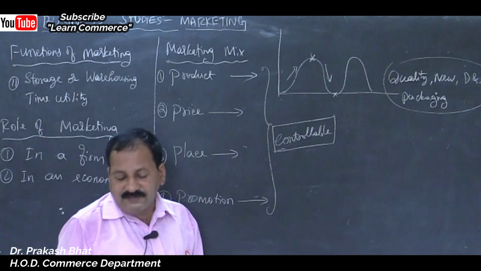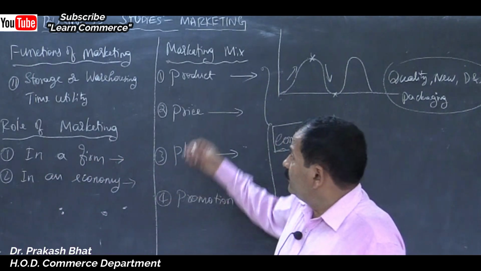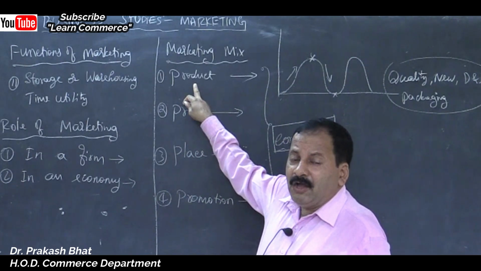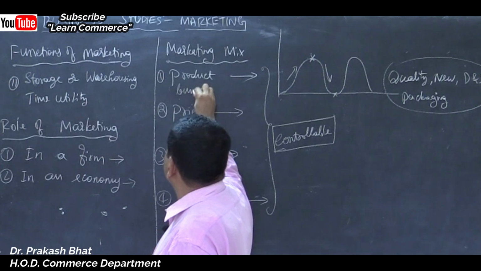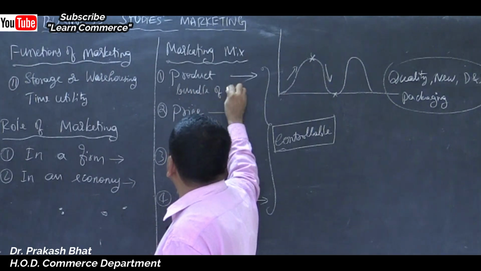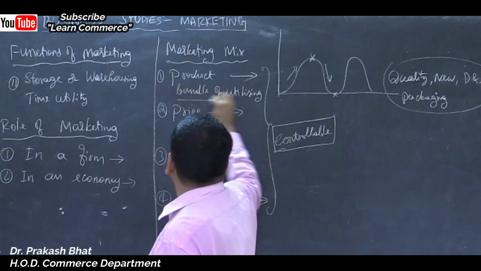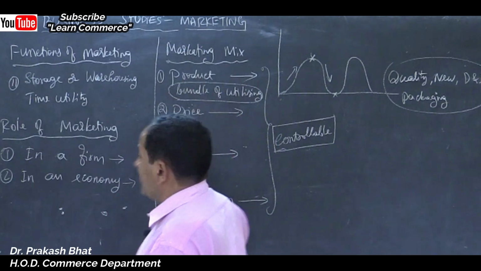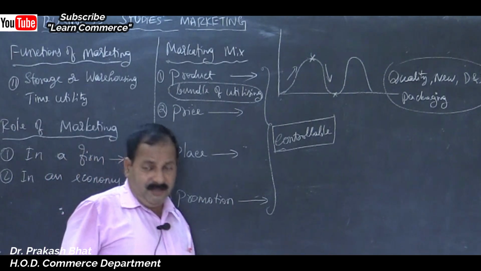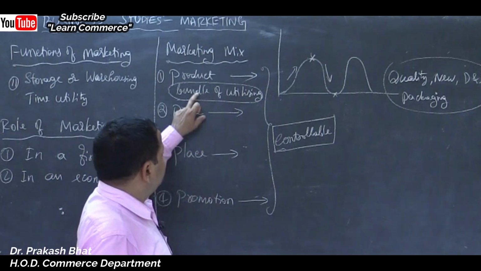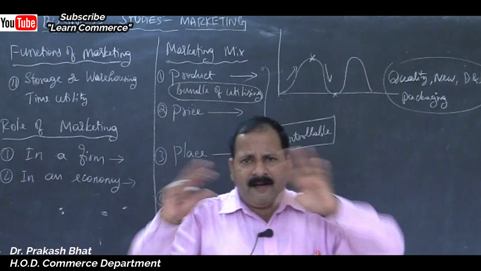Then the second one is price. See, product is a bundle of utilities. Bundle of utilities containing product features and accompanying services. Here, bundle of utilities means anything for that matter.